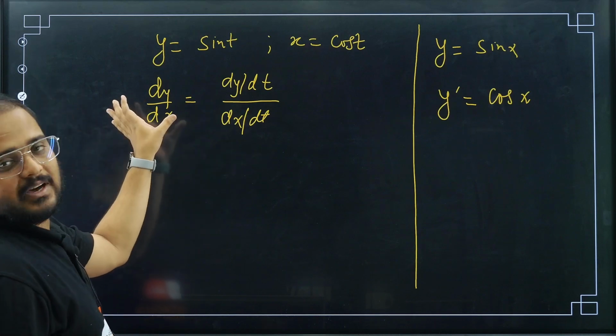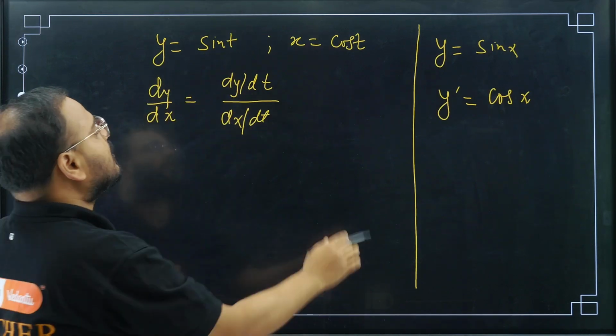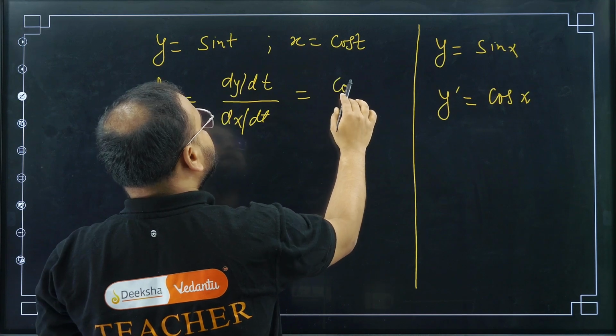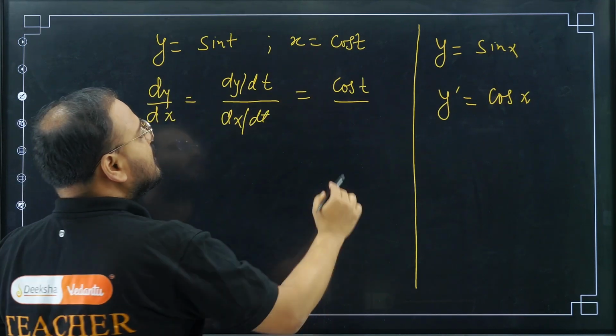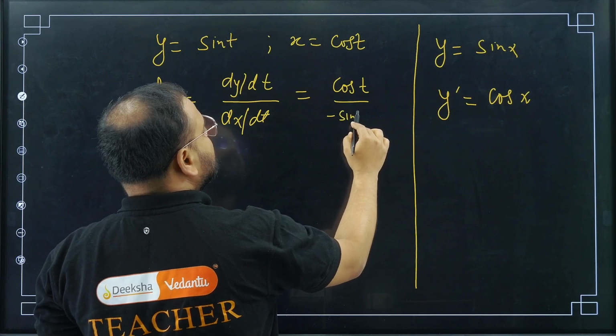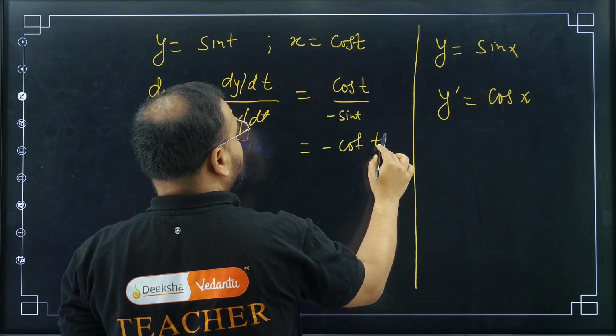You'll end up with this value. So if you apply to this, differentiation of sin t with respect to t is how much? Simply cos t, right? And differentiation of cos t with respect to t is how much? Simply minus sin t. What is the answer here? The answer is minus cot t.